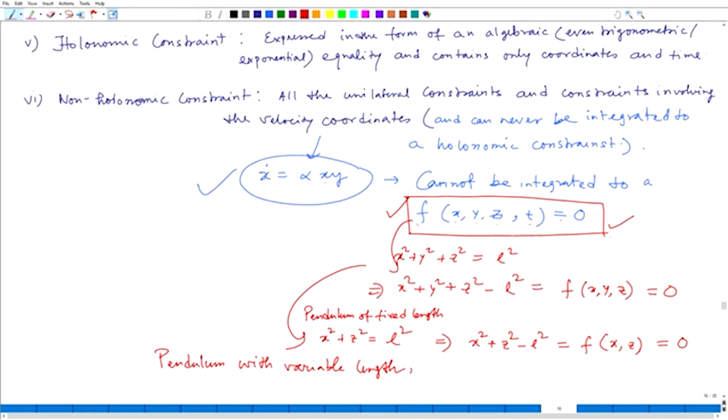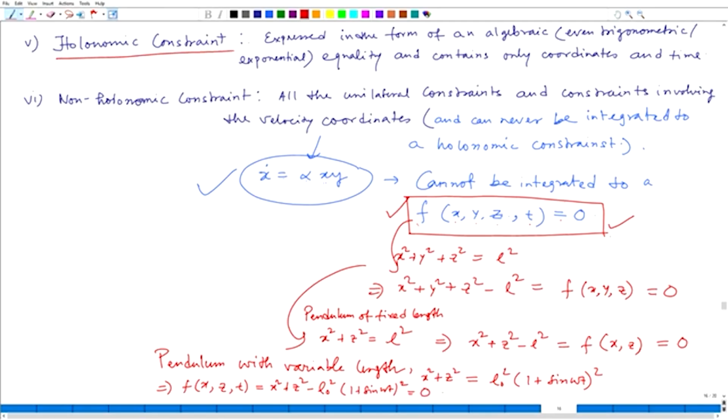pendulum with variable length, you can actually write x square plus z square, the example which we have already discussed, L0 square times 1 plus sin omega t whole square. Now, then the function is a function of x, z and t, but that will be x square plus z square minus L0 square times 1 plus sin omega t whole square will be equal to 0. So, now you see that for any holonomic constraint you can always have this type of form.